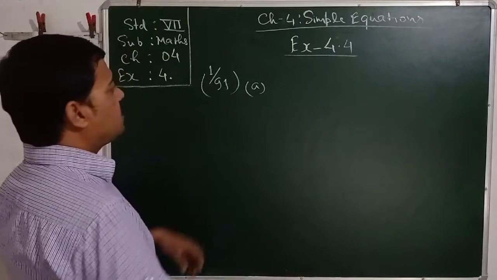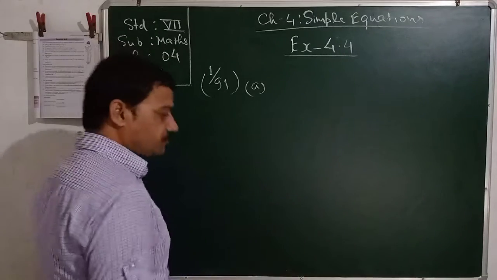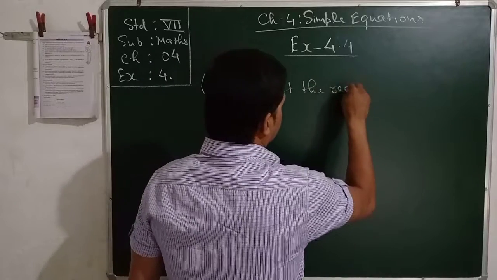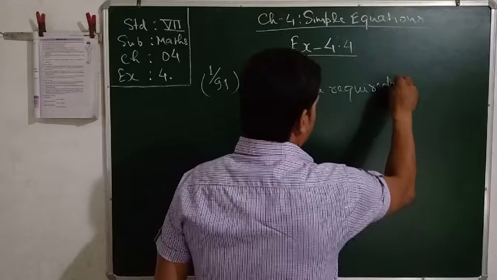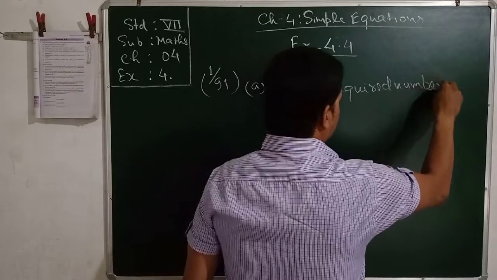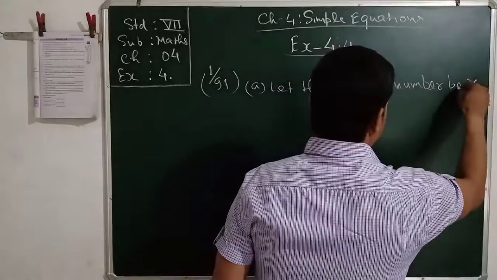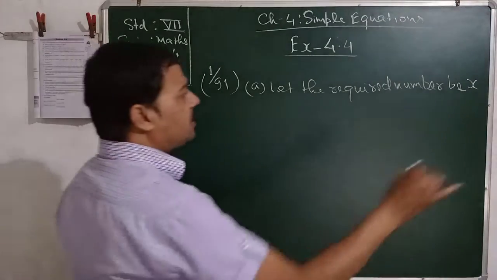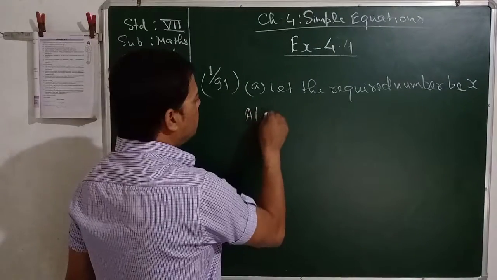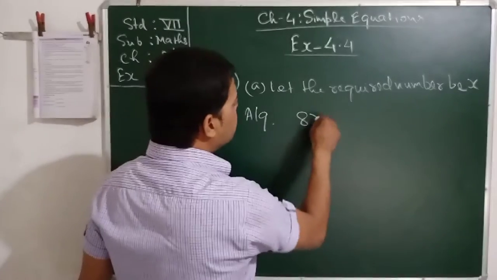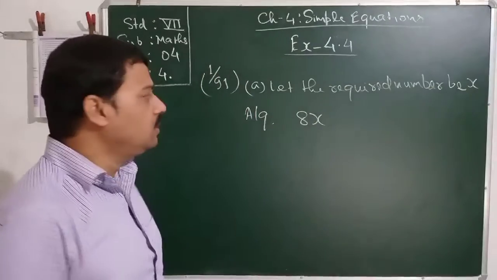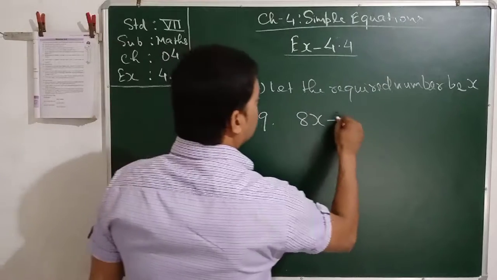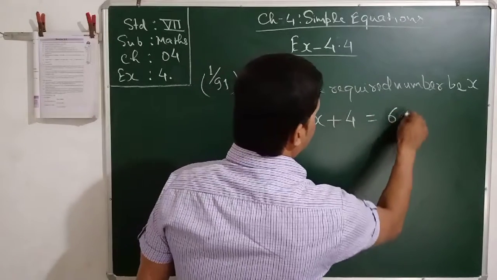Add 4 to 8 times a number. Let the required number be x. If you have assumed the number to be x, then 8 times the number, that means 8 times the variable x, will be 8x, plus 4. 4 is added, we will get 60.